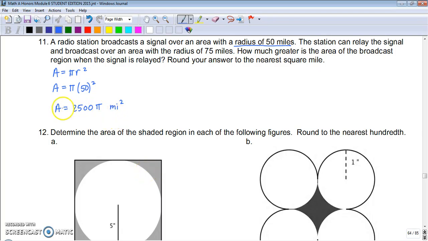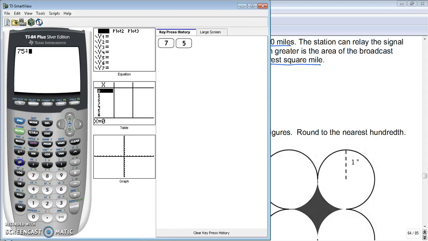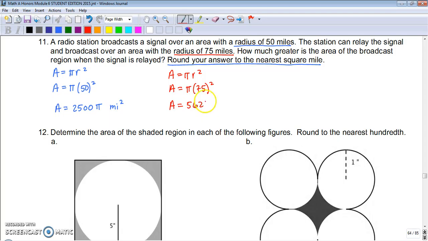And in just a minute, I will round this all out because I want to eventually get a rounded answer to the nearest square mile. For now, I'm going to leave it in terms of pi. I'm going to now go to the larger circle, which has a radius of 75. And 75 squared is 5,625 pi miles squared.